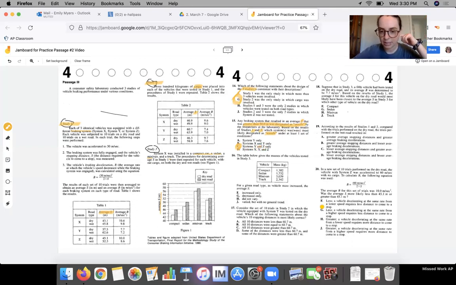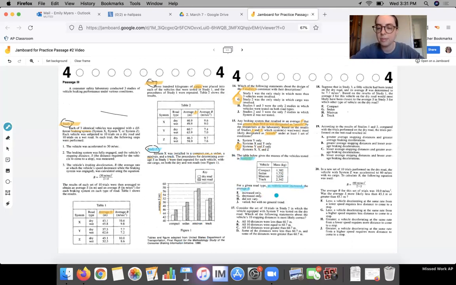All right, number 16. 16 is asking about study 3. So I know I focused here. I'm going to change my color just because we're in a different question. All right, study 3. So I know I'm focusing on this section of the passage, ignoring the rest. Okay, and this gives me masses of the vehicles, how much mass each type has. Cool. Okay, for a given road type, as vehicle mass increased, average S what?